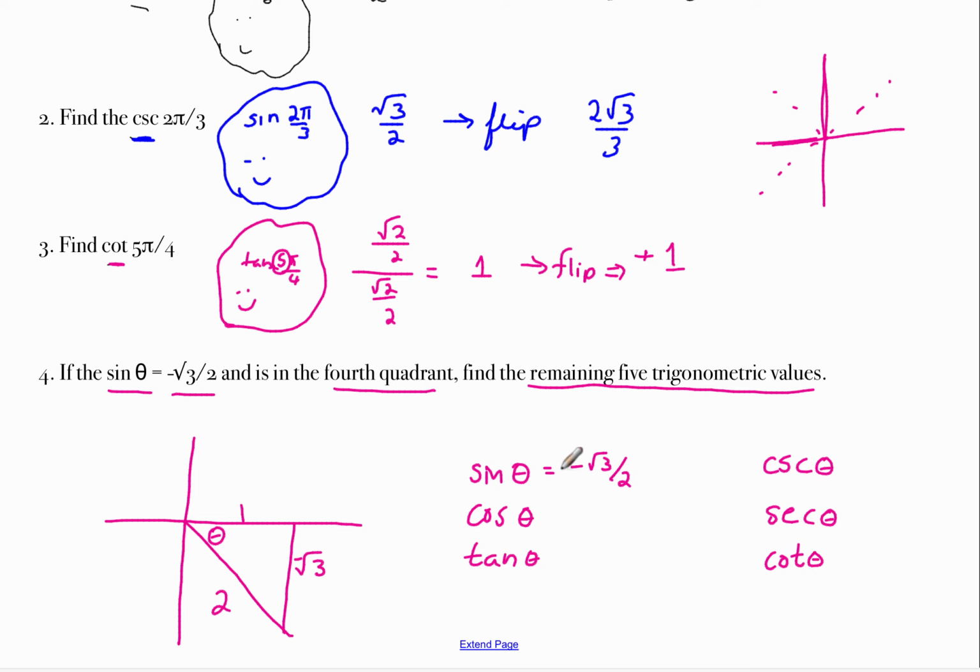Sine flips to get cosecant. So this is 2 over radical 3, negative. Cosine would be 1 over 2, flips to get 2 for secant. Tangent, opposite over adjacent, would be negative radical 3. Cotangent is the flip of that, which would be 1 over negative radical 3. And then we can rationalize.